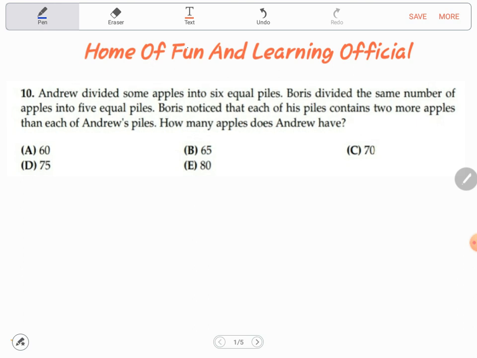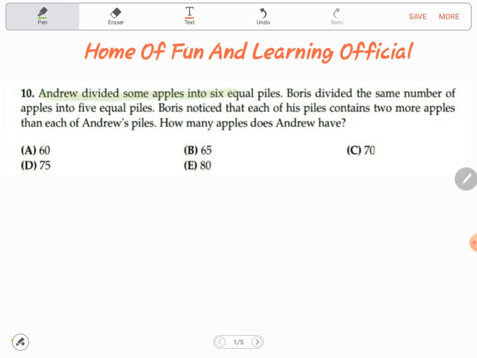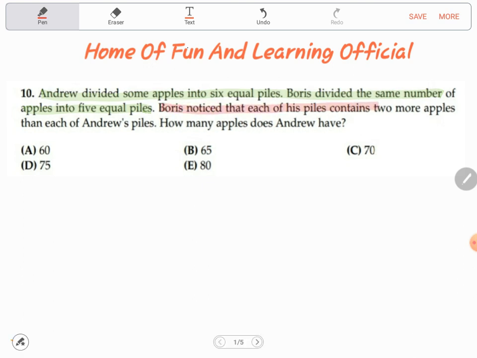Now there are two simultaneous equations that we can make from this information, and there are two important sentences to consider before we carry out drafting our simultaneous equations. So let's look at them. The first statement is this. This will help us in making the first simultaneous equation. The second statement is this.